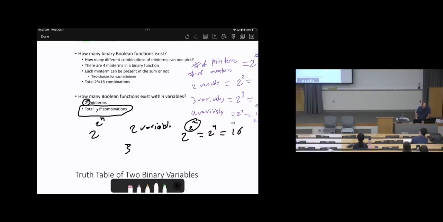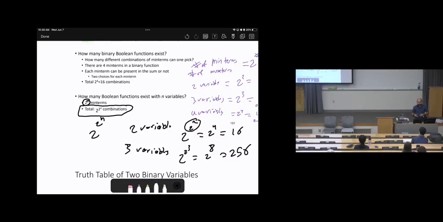When we have 3 variables, it will be 2 power 2 power 3, which is 2 power 8. 2 power 3 is 8. Then power 4 is 16, power 5 is 32, power 6 is 64, power 7 is 128, and then 256. So when we have 3 variables, there are 256 possible functions to be created.